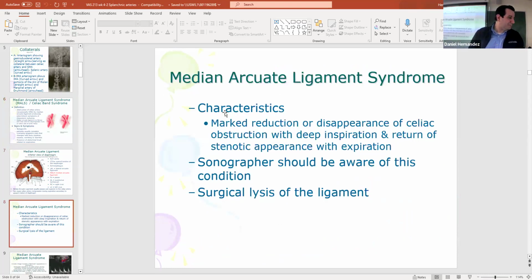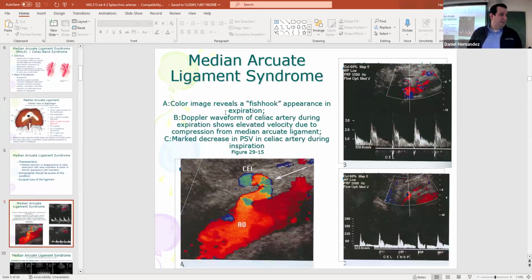So patients that do suffer from median arcuate ligament syndrome or celiac band syndrome, that celiac artery has this classic fish hook appearance to it. So you'll see this curvature to it. And then, like I said, with that deep inspiration, that'll straighten out and you'll no longer have those fast turbulent velocities. So when you're Doppling, you could see aliasing, the fast flow, the turbulent velocities.